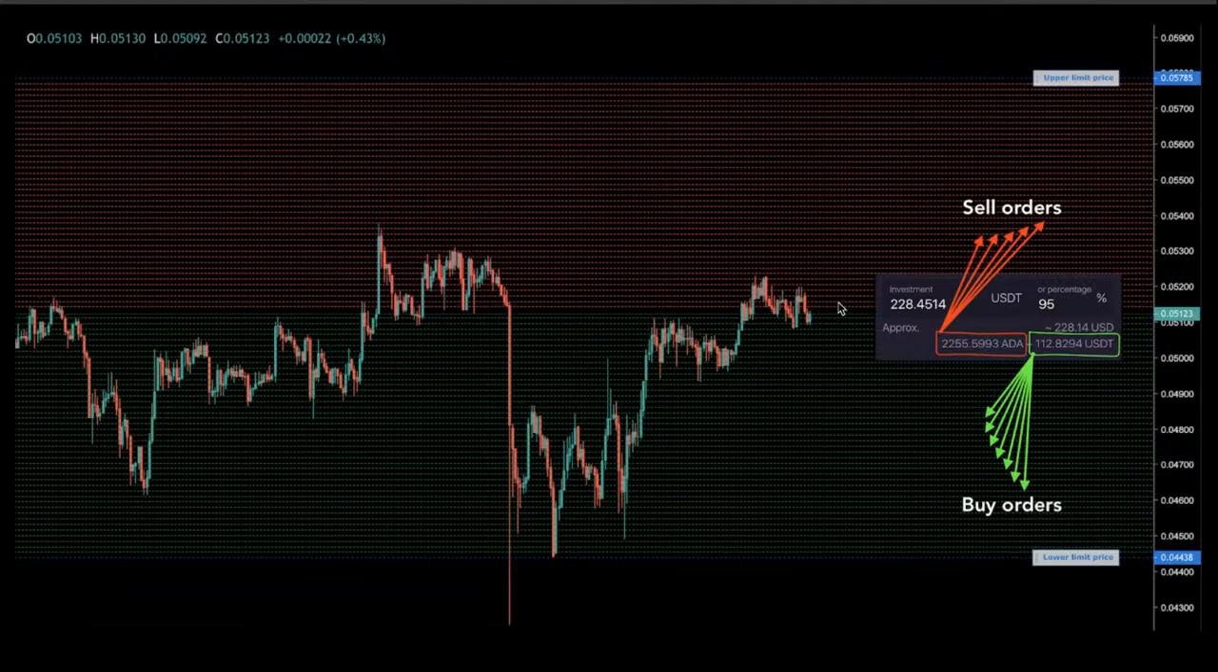In order for the bot to execute all of the sell orders, you must have enough of the base currency on your balance, and here it indicates that you must have 2,200 Cardanos to have all of these sell orders placed in the order book. And in order to have that amount of buy limit orders, you must have enough of the quote currency on your balance. In this case USDT, and it's 112 USDT to execute all of the buy orders in order to buy Cardano.